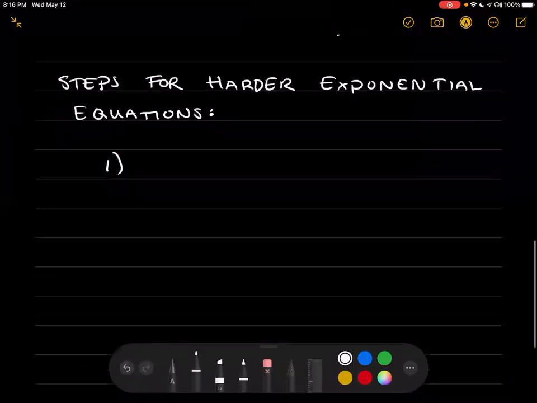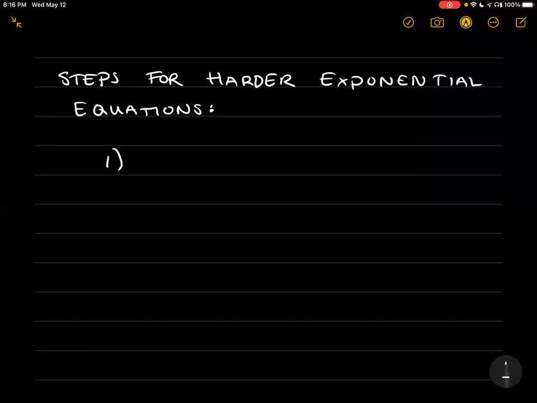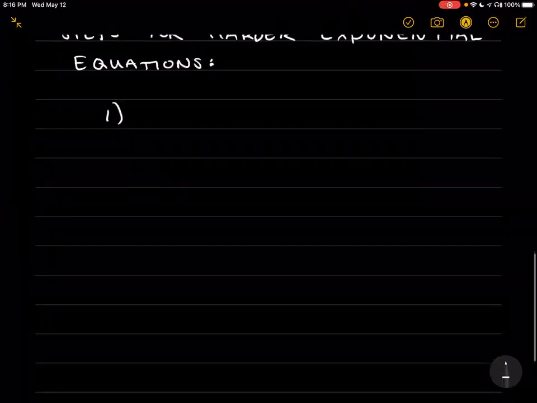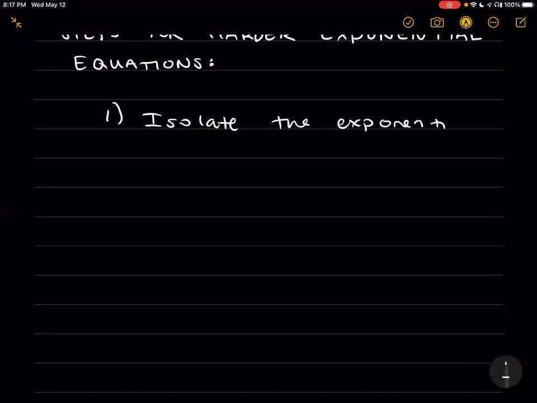So the steps for these, if you have an exponential equation, and just using those simple rules that we looked at at the beginning of the video aren't really helping, these are the steps that you should try and follow. The first step is going to be to isolate the exponential expression on one side of the equation.